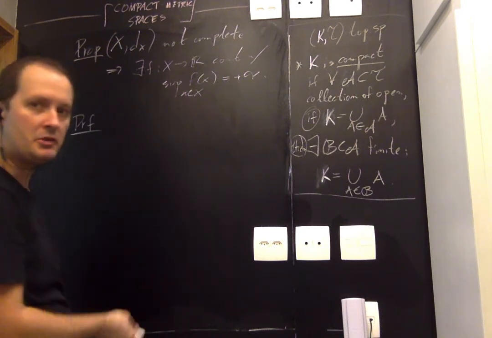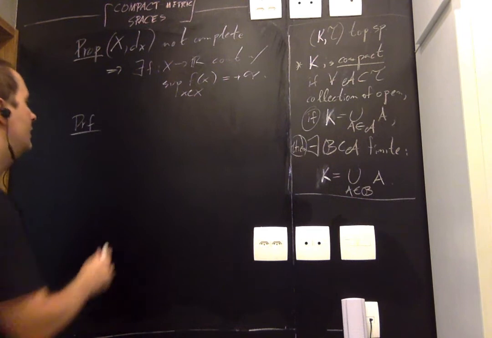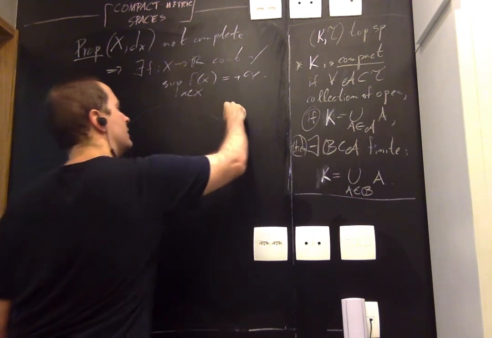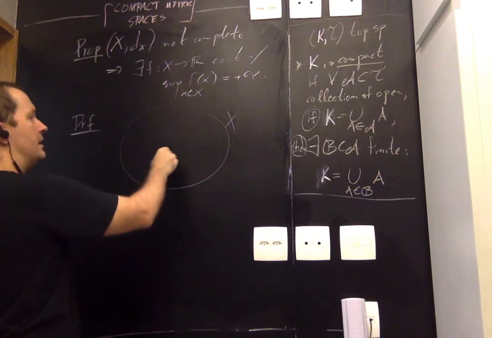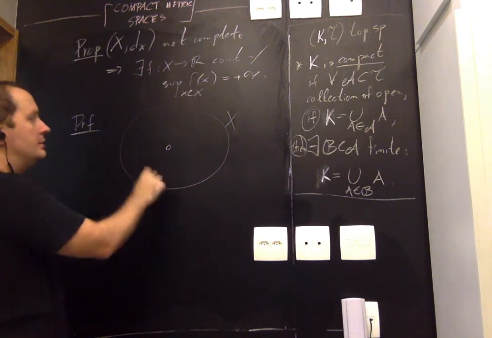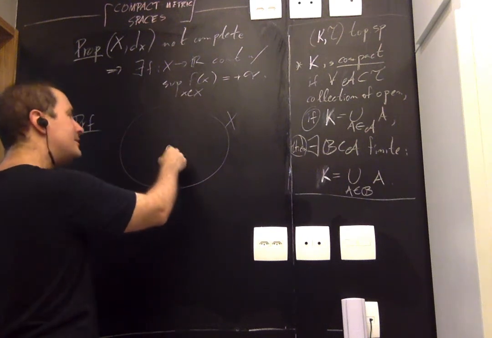What does it mean for a metric space to be non-complete? It means basically that it has a hole. So here I have X, and this is all intuition, right? So there's a hole somewhere, so there is a point that should be in this space.